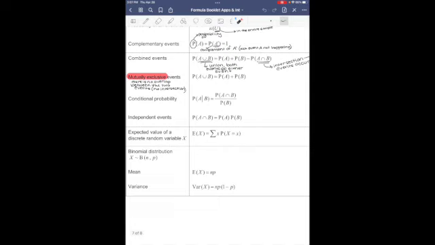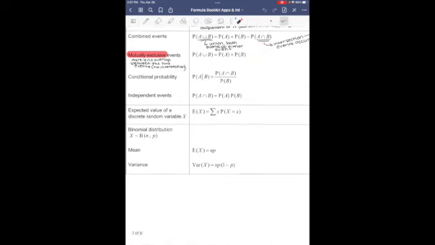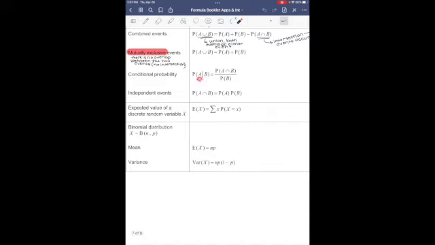If we are looking for the union of mutually exclusive events, this means there are no overlaps or no intersections. You don't need to subtract that because there's nothing to subtract. Moving right along, conditional probability. If we are given A, we need to find B.